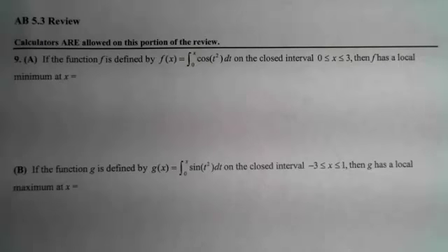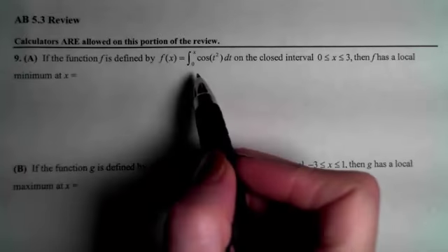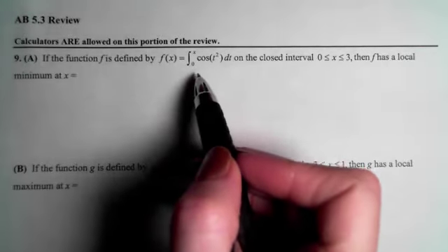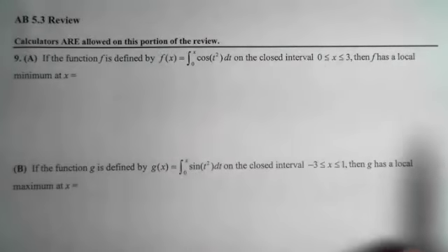This is the AB 5-3 review. Calculators are allowed, and it's number 9. So on number 9, all three of these, I'm given a function defined as an accumulation of another function, and then I'm asking for when f has a local minimum on a closed interval.